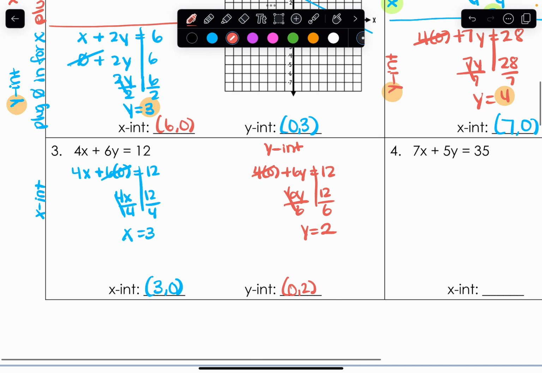Okay. You would essentially end up doing the same thing on number 4. Just one or two step equations. So I'm going to move on.